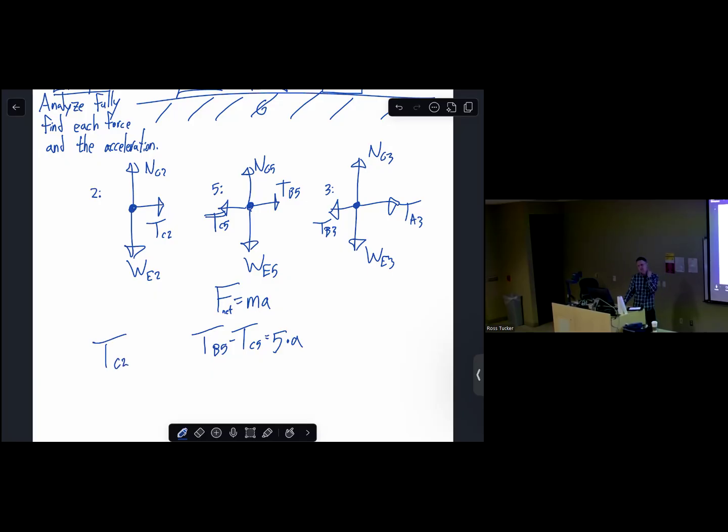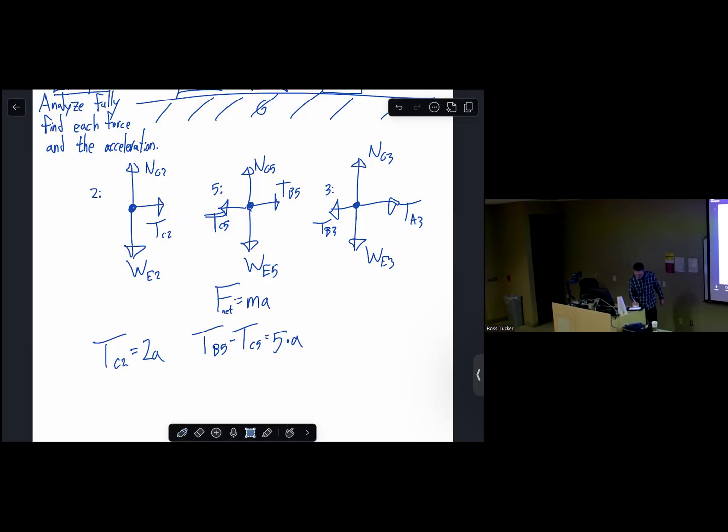There is only one force acting horizontally. It's TC2. What is the mass of box 2? Is it 3? What is the net force equal to? Is it m divided by a? F equals m times a. If you want to solve for a, you can get a fraction, but F does not equal m over a. F equals m times a.